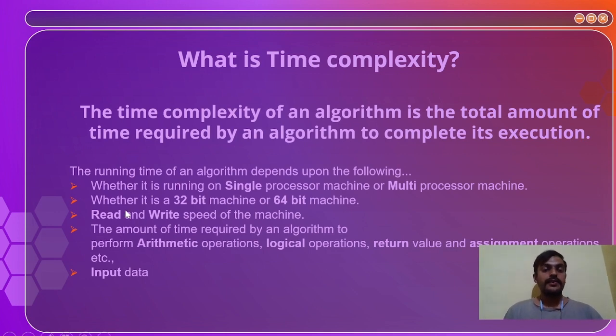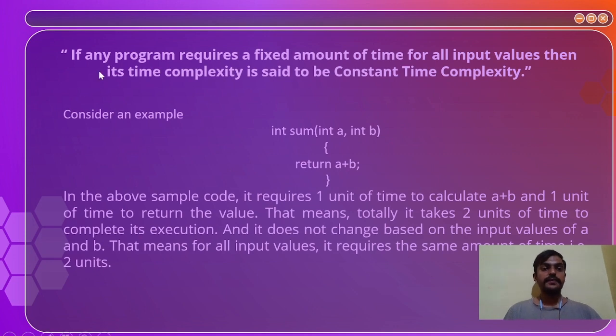Other factors are whether it is a 32-bit machine or a 64-bit machine, the read and write speed of the machine, the amount of time required by an algorithm to perform arithmetic operations, logic operations, return value and assignment operations, and input data. Mainly the input data will affect the time complexity. The number of inputs is directly proportional to the time complexity. If any program requires a fixed amount of time for all input values, then its time complexity is said to be constant time complexity.